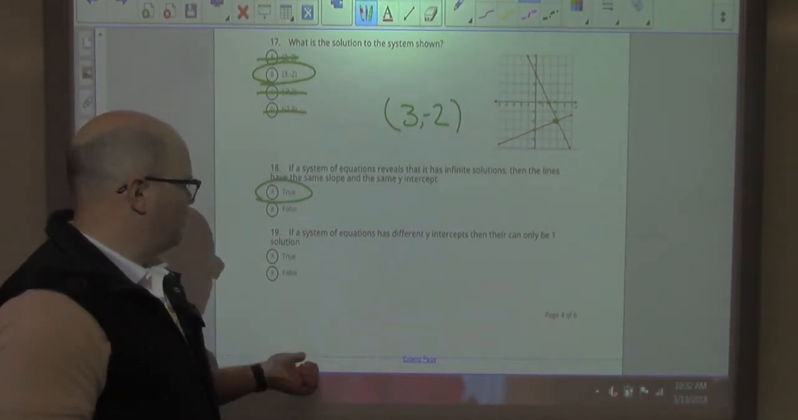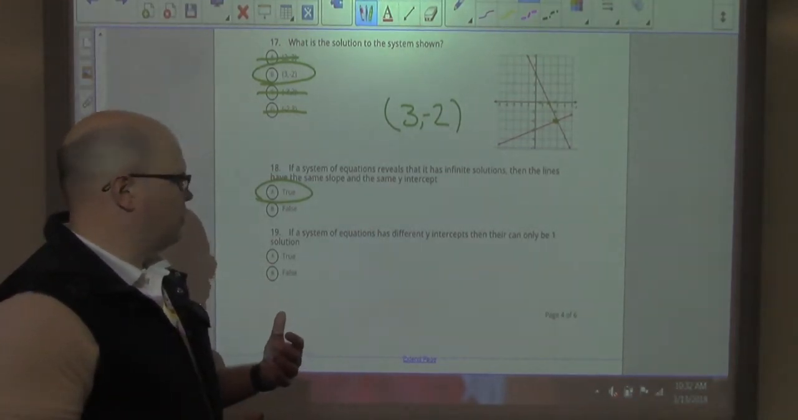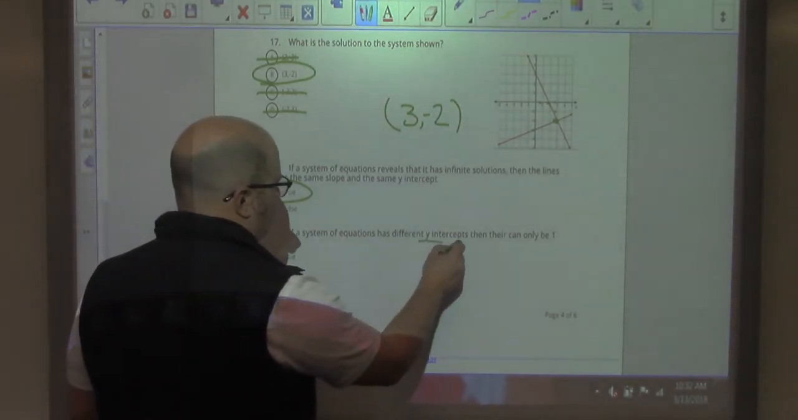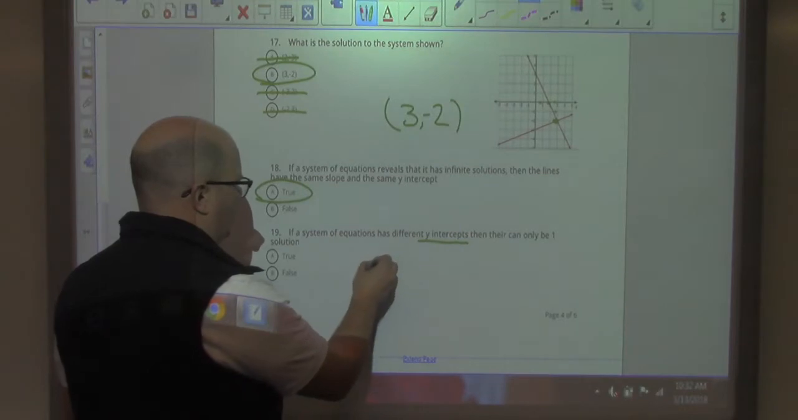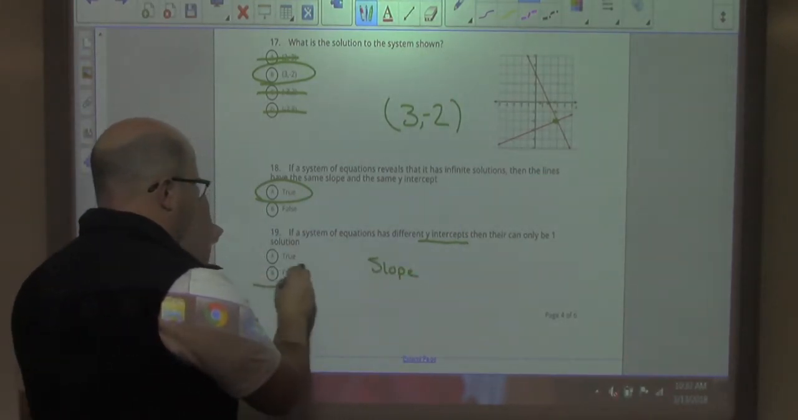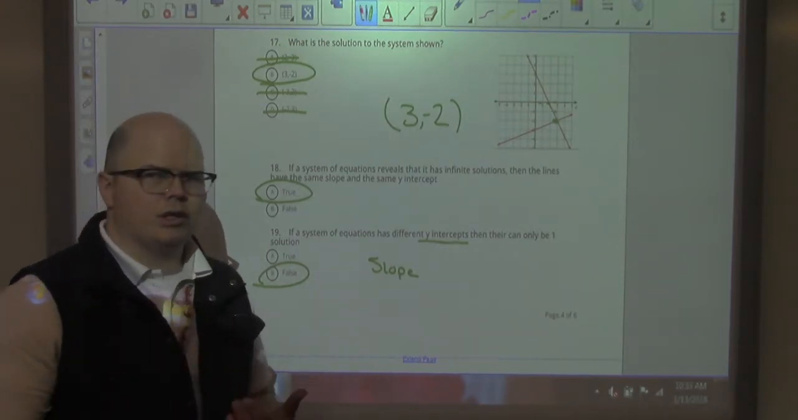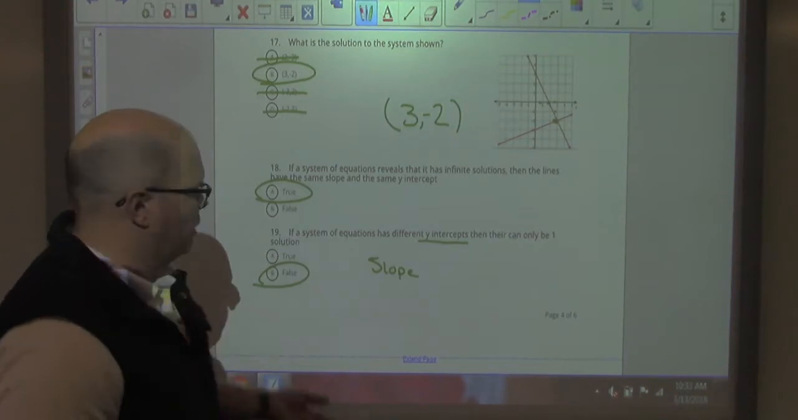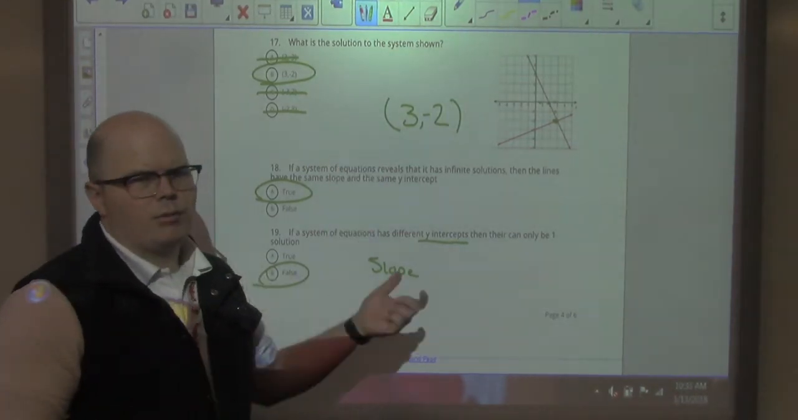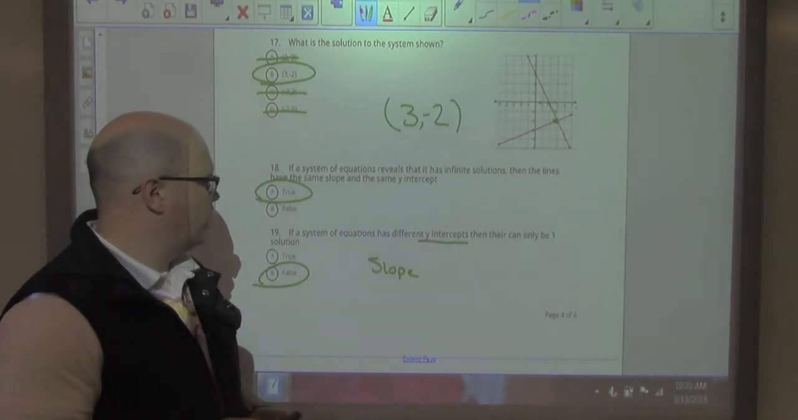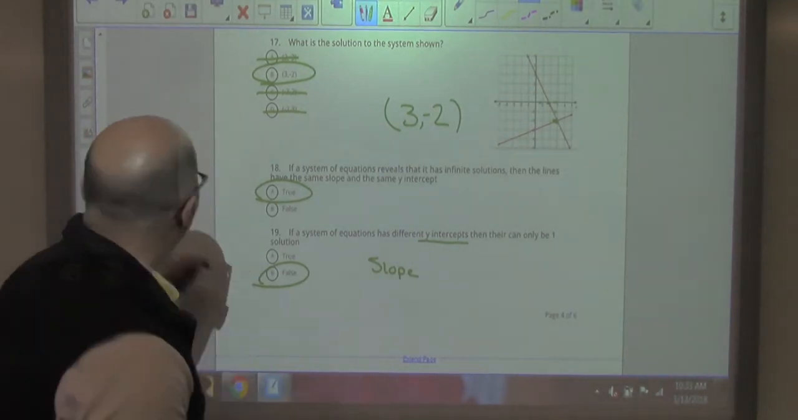It says if a system of equations has different y-intercepts, there can only be one solution. Well, that's not true. The y-intercepts don't tell you how many solutions. It's predicated on your slope. So we have to say false for this one, because since we don't know our slopes, we can't predict how many solutions it has. And again, I'm going to give you some time to work through some sample problems from that part of the packet, and then we're going to get back after and do page 5 and then page 6.